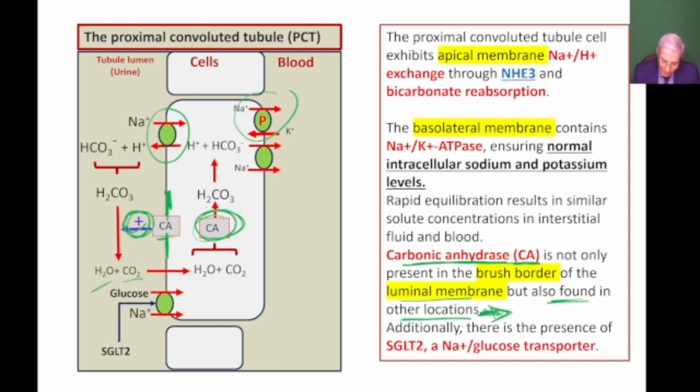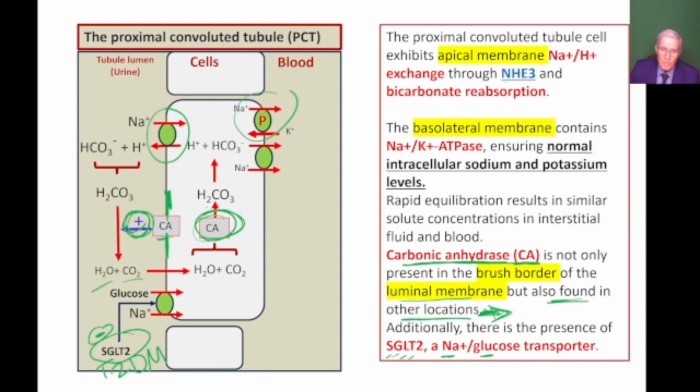Additionally, you can see here we have another transporter, SGLT, the sodium-glucose transporter. This transporter is responsible for reabsorption of sodium and glucose. The new medications for type 2 diabetes work by inhibiting this transporter. This is the physiology of the proximal convoluted tubules.